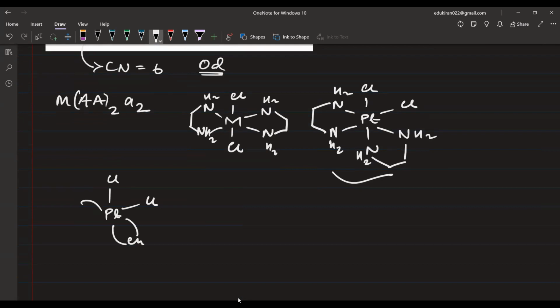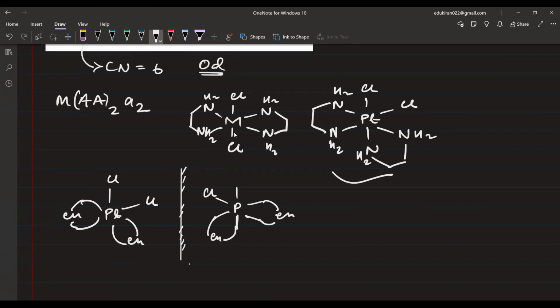You can draw this in this way also, like this, and you keep a mirror. What will come here? This one will be en, and then this one will be en. Here you will have Cl and here you will have Cl. Okay, so both of these are enantiomeric pairs.